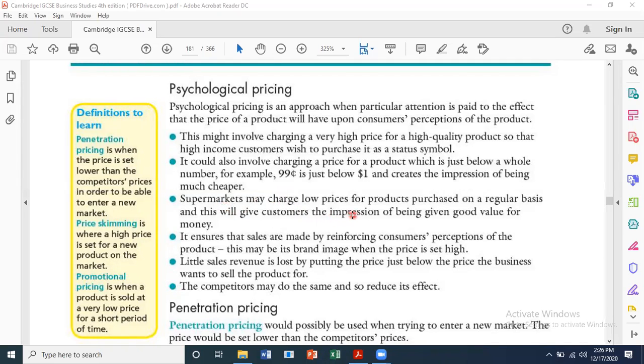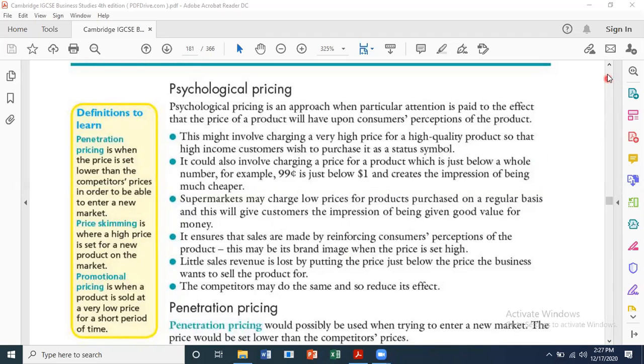Supermarkets may charge low prices for products purchased on a regular basis, and this will give customers the impression of being given good value for money. It ensures that sales are made by reinforcing consumers' perception of the product. This may be its brand image when the price is set high. Little sales value is lost by putting the price just below the price the business wants to sell the product for. The competitors may do the same and so reduce its effect.